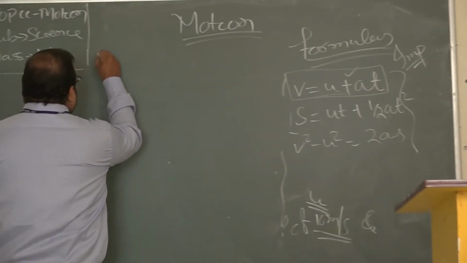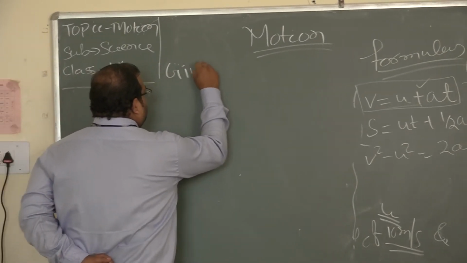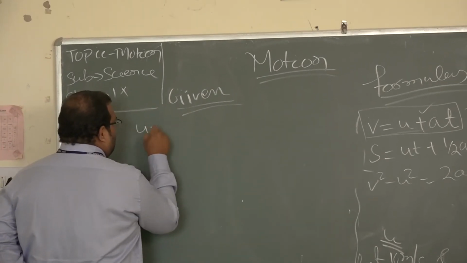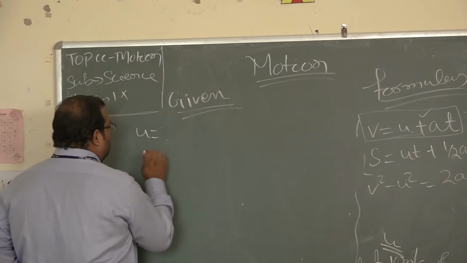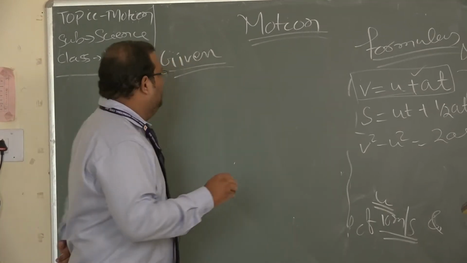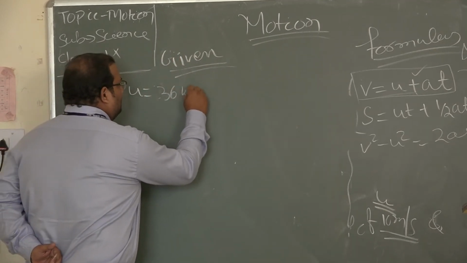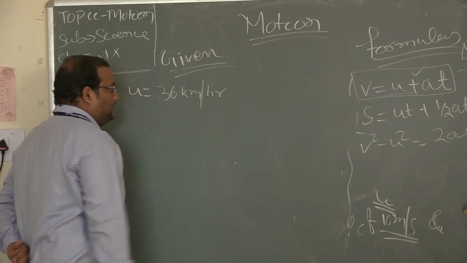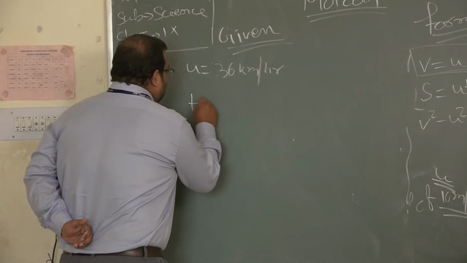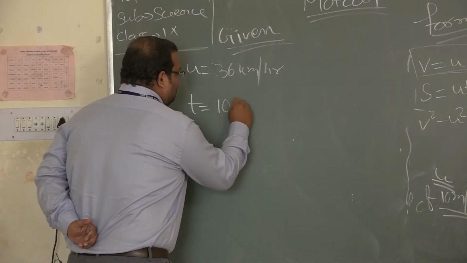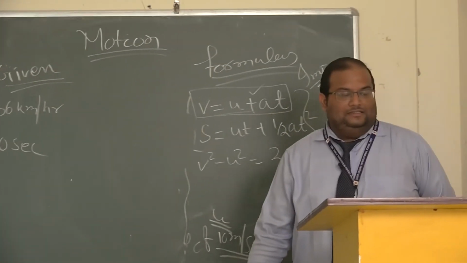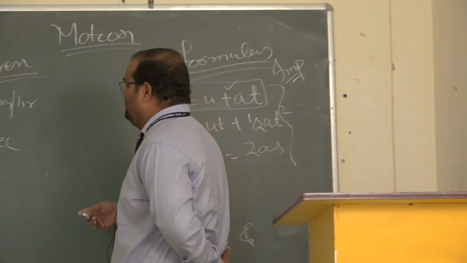That means you have to first write the given. Given is a scooter acquires 36 km per hour. Okay. Now, the time t is given as 10 seconds after the start. But mind it, what is given? 10 seconds after the start.